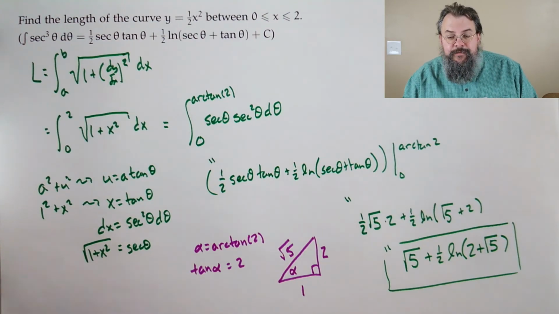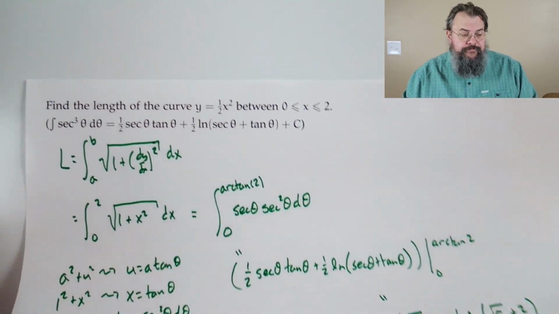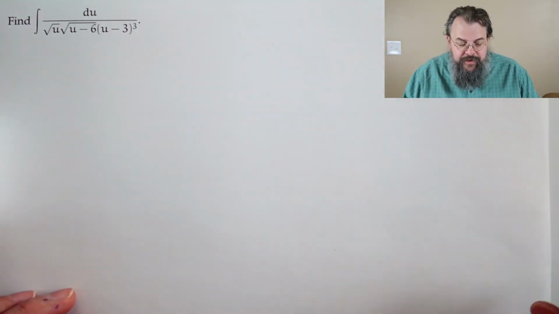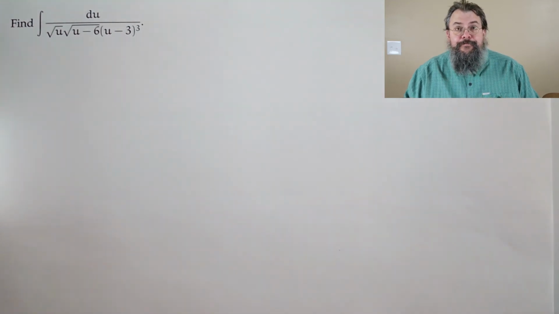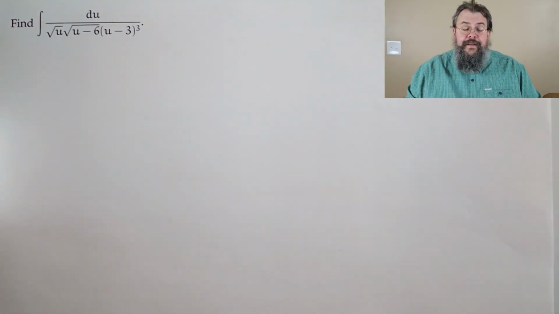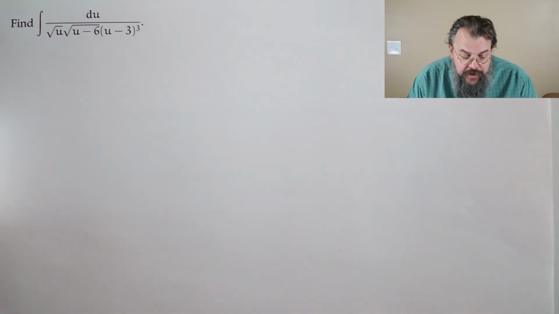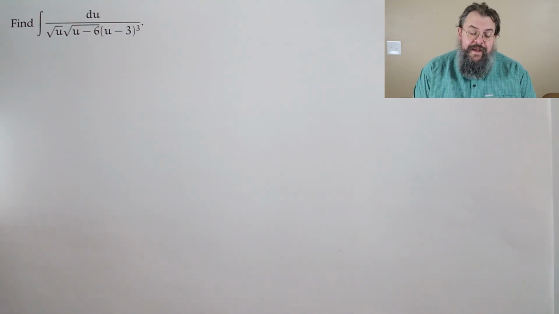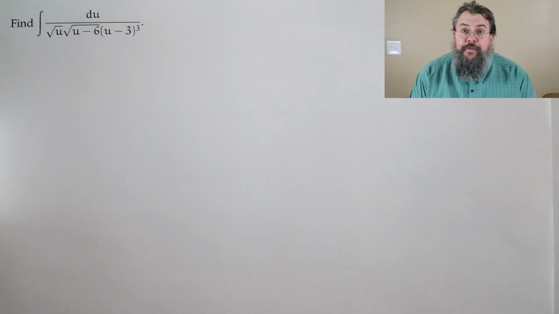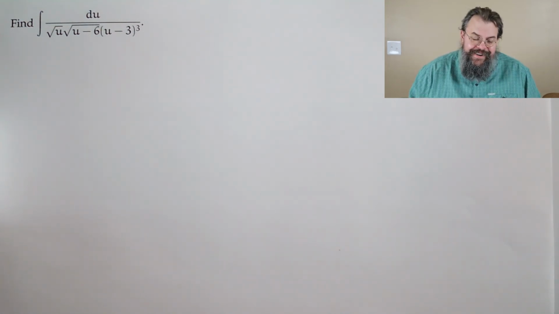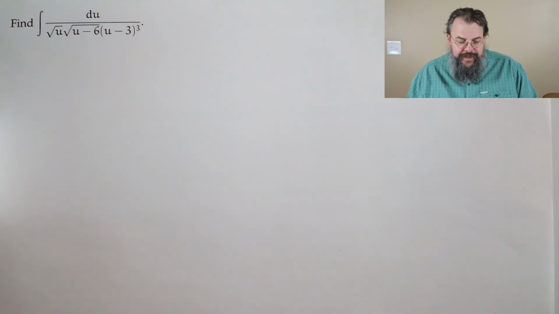All right, good. Well, I think we have time for one more problem to help us finish up on a nice, relaxing, gentle cool down. Find the integral of du divided by square root of u, square root of u minus 6, and u minus 3 cubed. Wow. Okay. Oh, wow. All right.